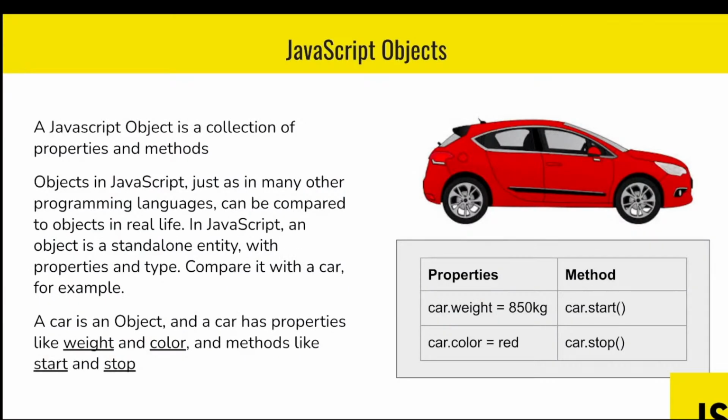I described object last time as something that has properties and methods, and one of the things that makes you know something is an object is that, most of the time, there is a real life example of what it is. So an object in JavaScript, as in many other programming languages, can be compared to an object in real life. In JavaScript, an object is a standalone entity with properties and types.